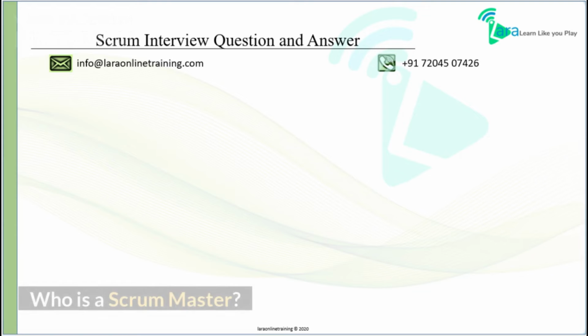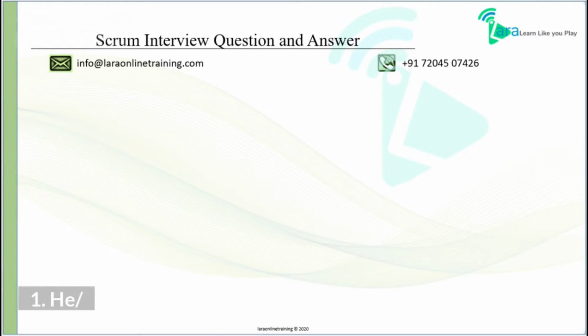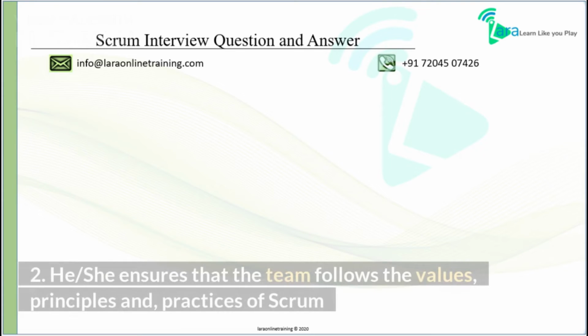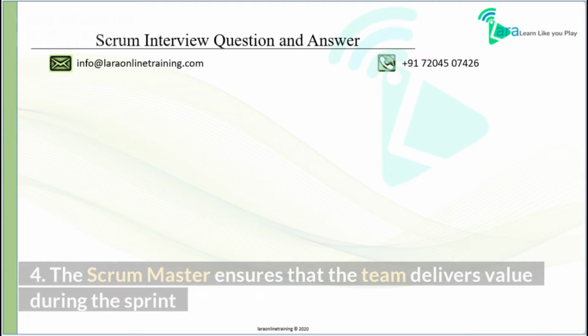5. Who is a Scrum Master? And what does he/she do? A Scrum Master is someone who promotes and supports the usage of Scrum within the team. 1. She understands the theory, practices, rules and values of Scrum. 2. She ensures that the team follows the values, principles and practices of Scrum. 3. They remove any distractions and impediments that hamper the progress of the project. 4. The Scrum Master ensures that the team delivers value during the sprint.